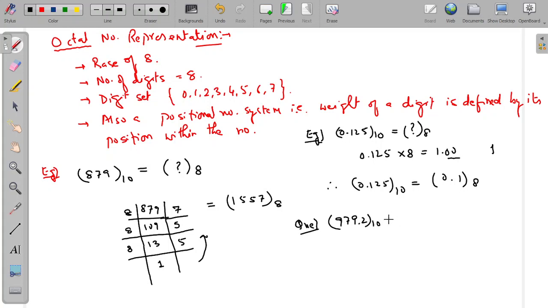979.2 in decimal is what in binary? Then let's say 1000 in decimal is what in binary? 7894 point, let's say, 208 in decimal is what in binary?